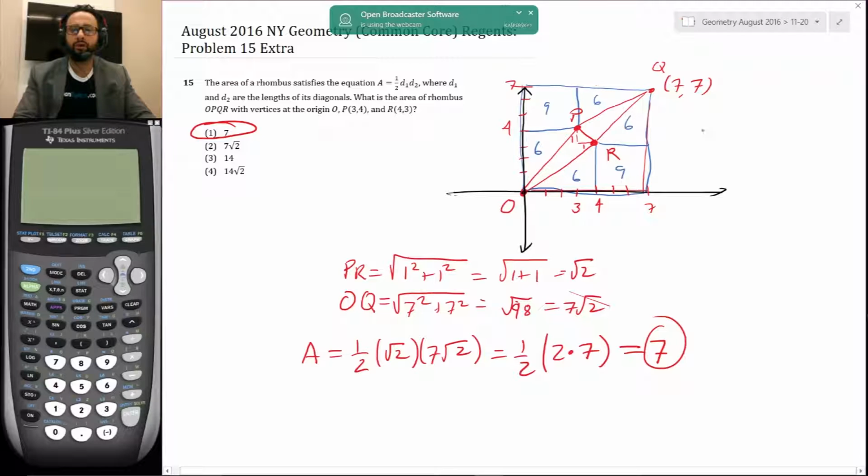And the whole square is 49. Minus 9, minus 9, minus 6, minus 6, minus 6, minus 6. And that's equal to, you could do the arithmetic, 7. Okay, 6 times 4 is 24, plus 9 is 33, plus 9 is 42. 49 minus 42 is 7. Okay, so that's an alternate solution.